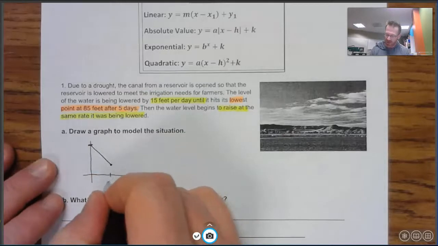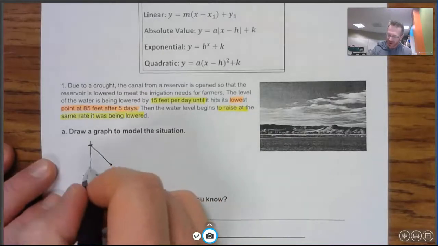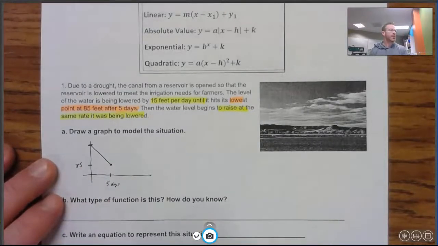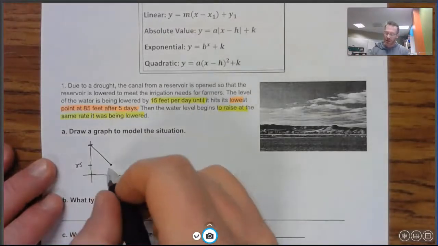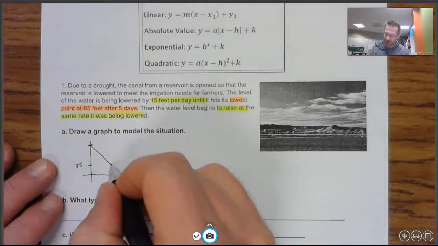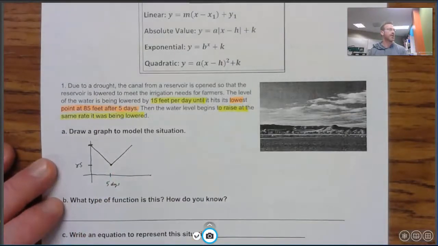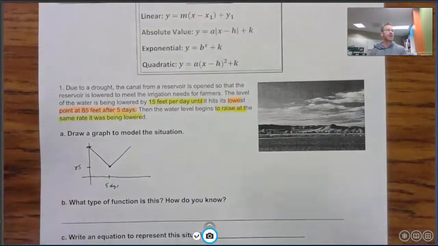What we know is that it happens at 5 days, and that height is now 85 feet. Then the water level begins to raise at the same rate it was being lowered. So it's going to hit that low point after 5 days, and then go back up at a constant rate of change. Once I draw this and translate the information into a visual, we see that it is in fact an absolute value function.